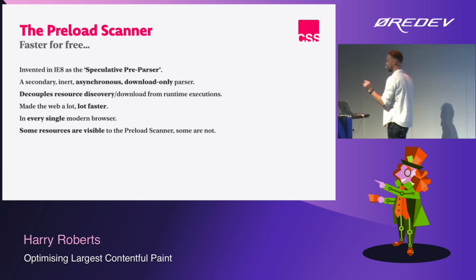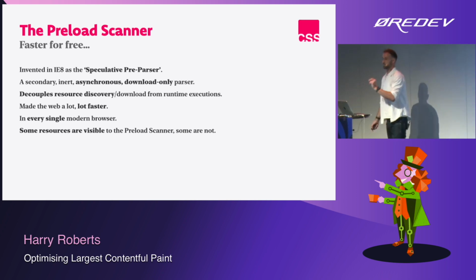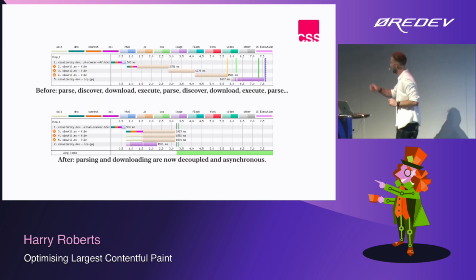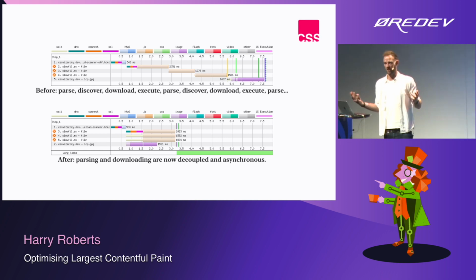Basically, the preload scanner can look ahead of the main parser and start downloading stuff. That is how the image was found so quickly. Some resources are visible to the preload scanner, some are not, and this is the entire crux of the problem. Certain files are hidden from this preload scanner. Back in the olden days, waterfall charts looked like the top.